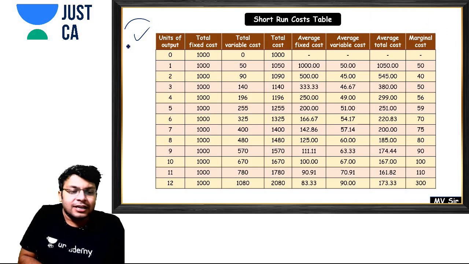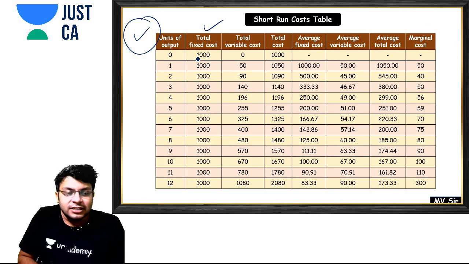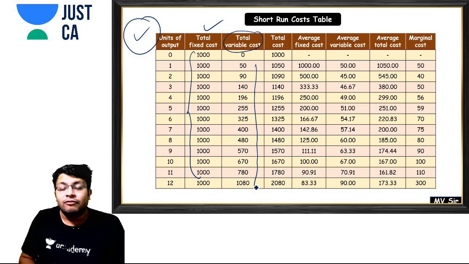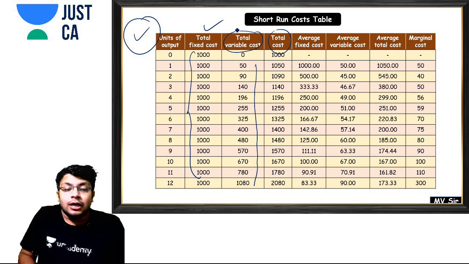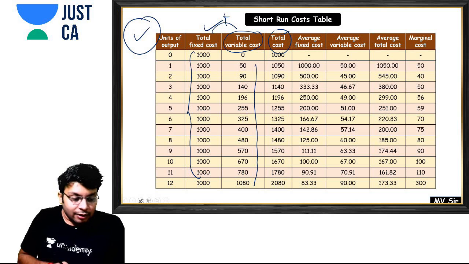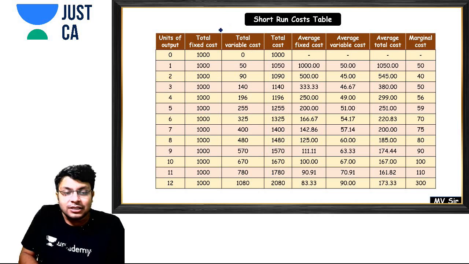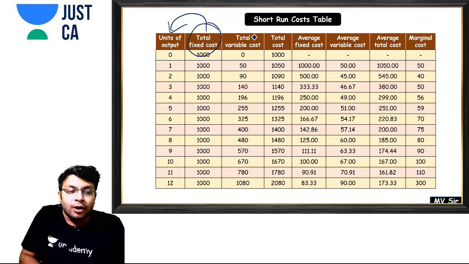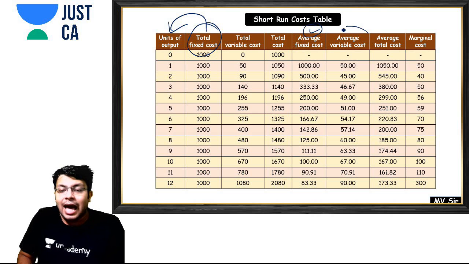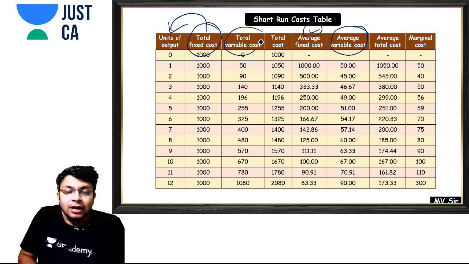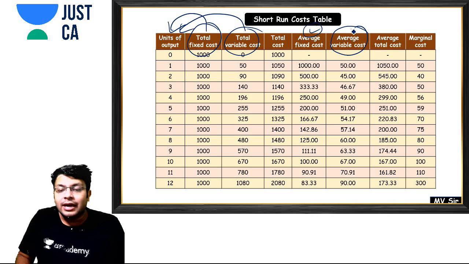Here we have a table with total fixed cost, which remains the same with the level of output, and then total variable cost, which keeps on increasing as you increase your level of output. Then what is total cost? Total fixed cost plus total variable cost gives you total cost. Average fixed cost is total fixed cost divided by number of units. Average variable cost is total variable cost divided by units of output.